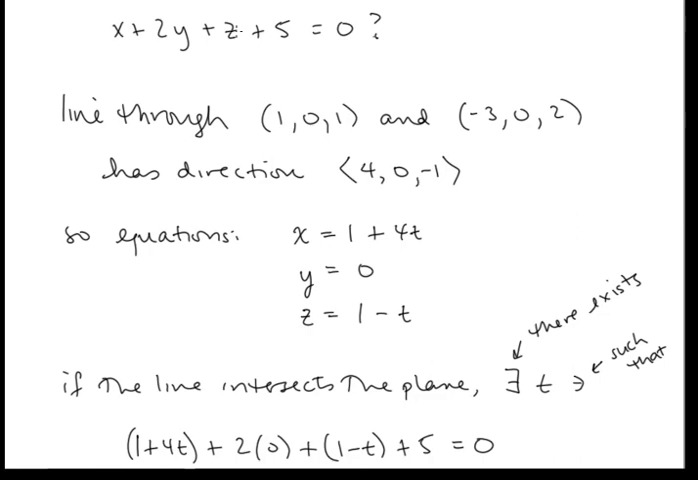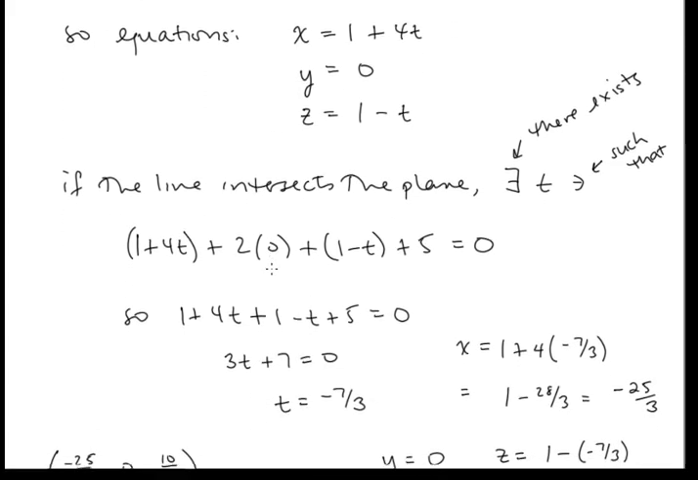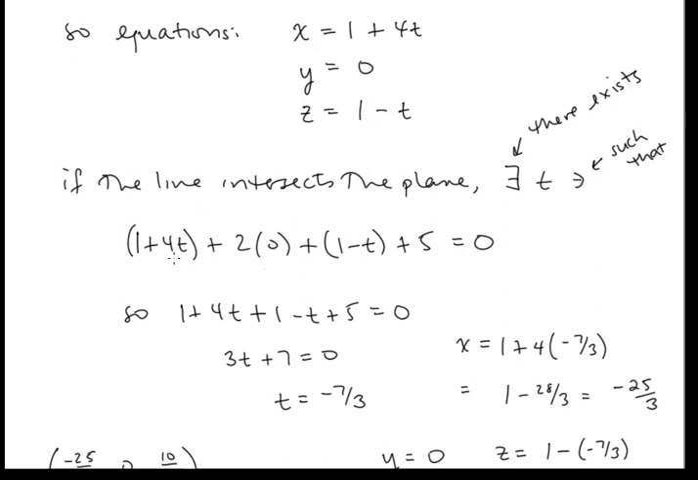Because what we're saying is that if this line and this plane intersect, there's got to be a t value for which these coordinates fit this equation. There's got to be a point on the line, so there has to be a t value for which these xyz coordinates fit the plane equation. So that's what we're trying to find here. So we set x equal to 1 + 4t, y equal to 0, and z equal to 1 − t, and we solve for t.